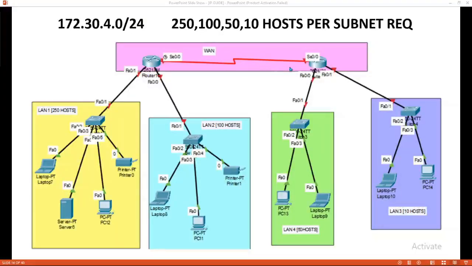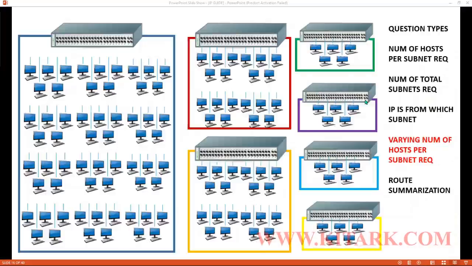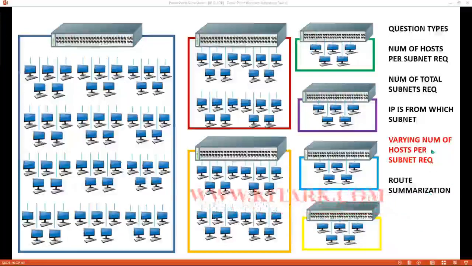Varying number of host requirements on each subnet. Then at last you will have the route summarization. For the first 4 types of questions, you must do certain calculations and you need to know certain logics. But for route summarization, it's very easy. You just have to write the answers in a binary format and find the common digits. It's a little easy, so you don't need to bother about route summarization. Just focus on the first 4 types of questions.